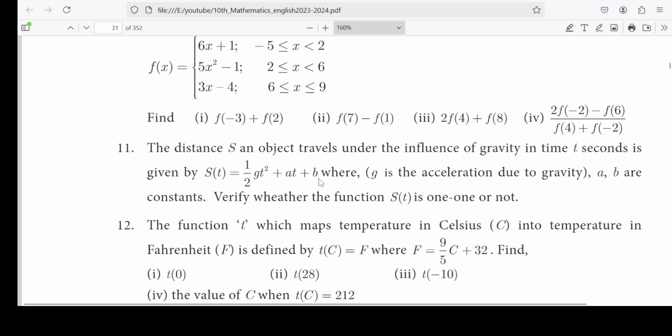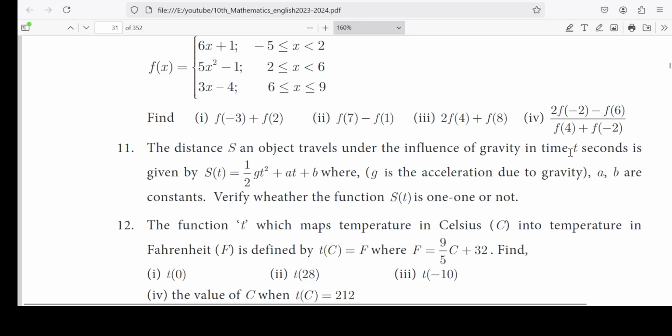Now we can see the question. Number 11. The distance S an object travels under the influence of gravity in time t seconds is given by S of t is equal to 1 by 2 gt square plus at plus b, where g is the acceleration due to gravity. A, B are constants. Verify whether the function S of t is 1 to 1 or not.